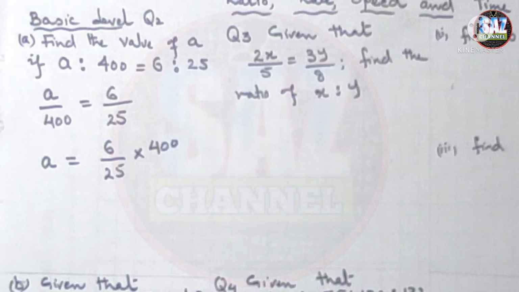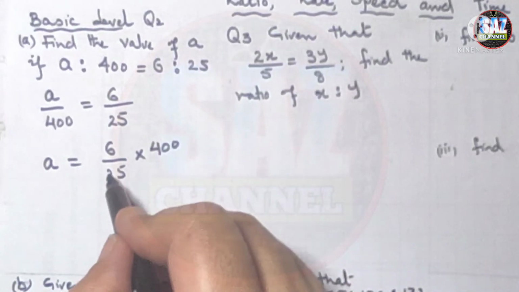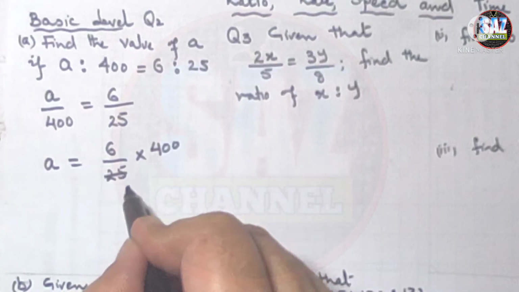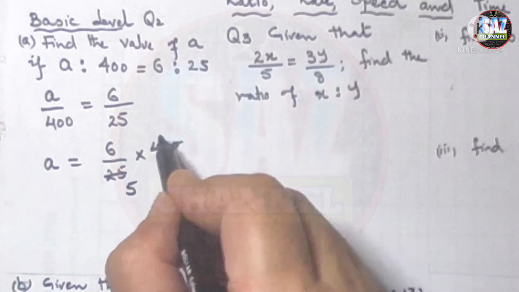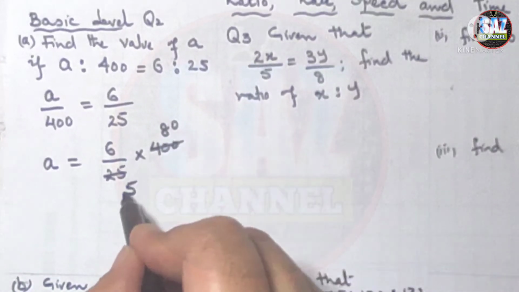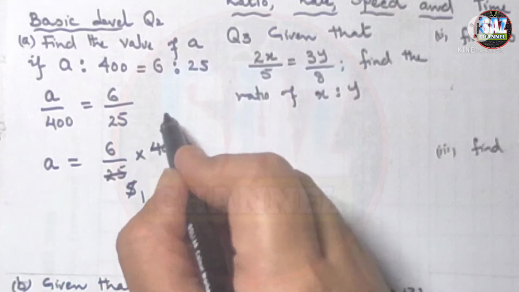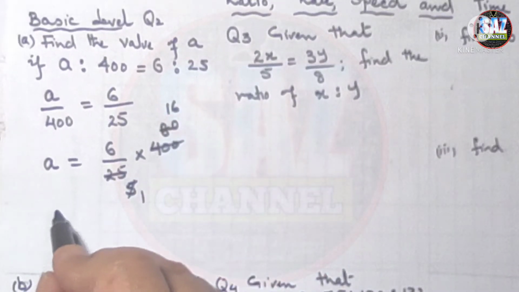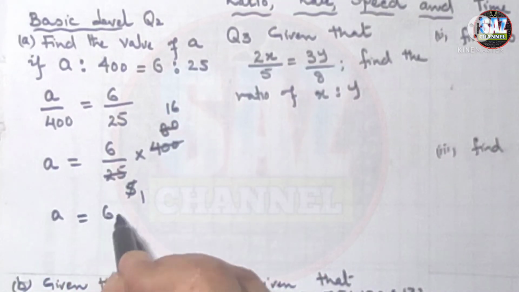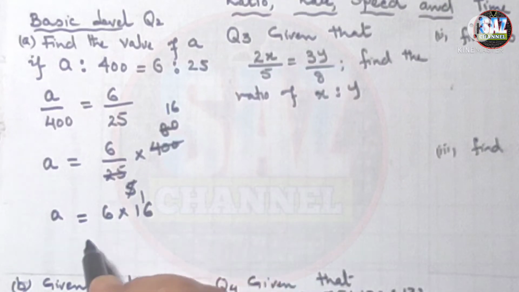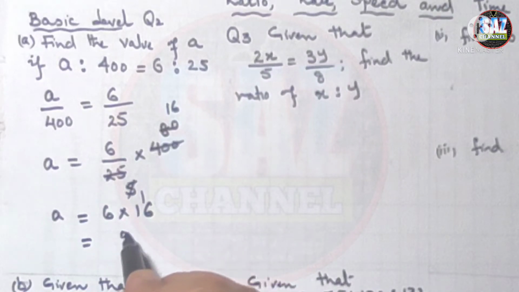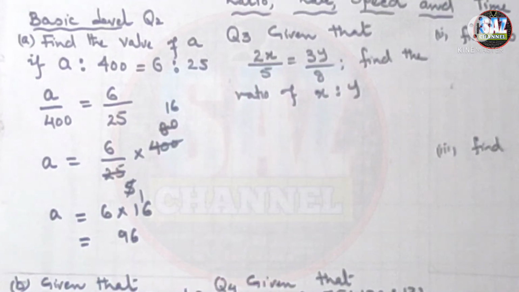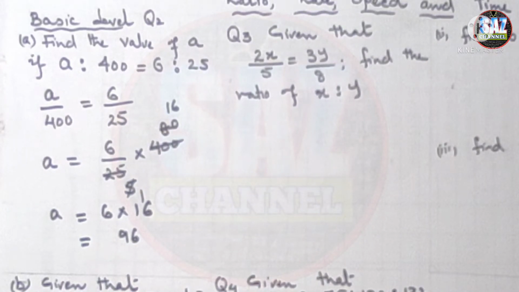Now you should have good command of the tables. 25 goes into 400 how many times? 5 5s are 25, 5 8s are 40, and 0s are 0, and 5 1s are 5, so 5 16s are 80, so 25 into 400 is 16 times, and we are left with 6 multiplied by 16, and 16 6s are 96. Here you can see that I'm teaching you how to perform your calculations without a calculator as well. You should have good command of the tables.